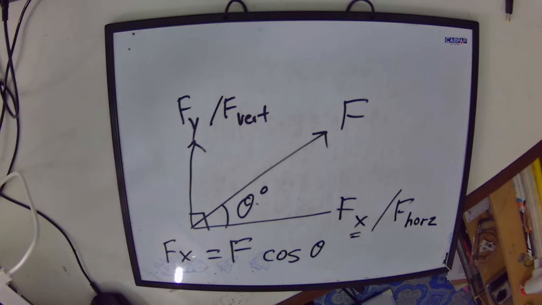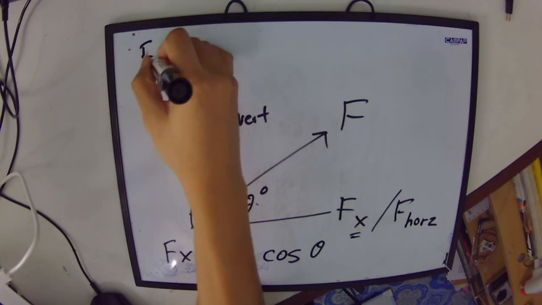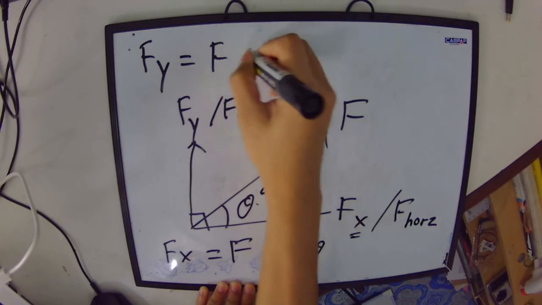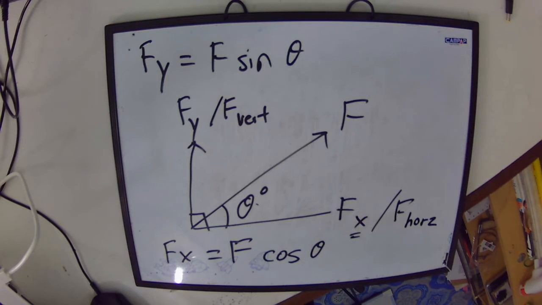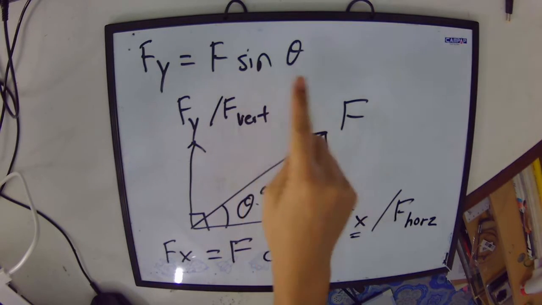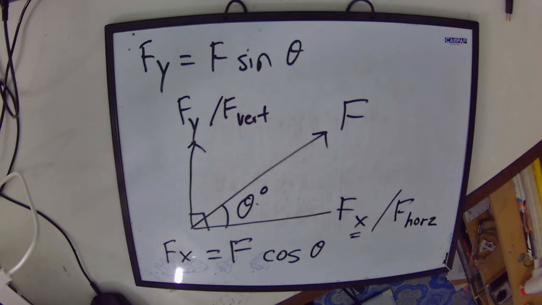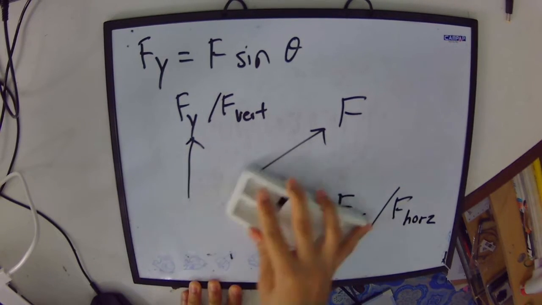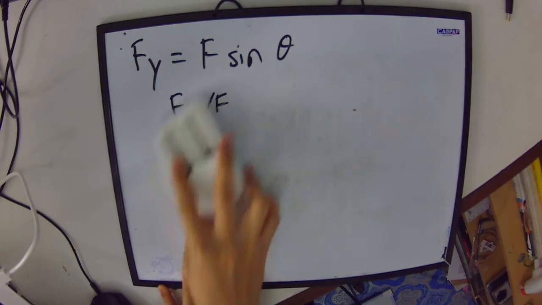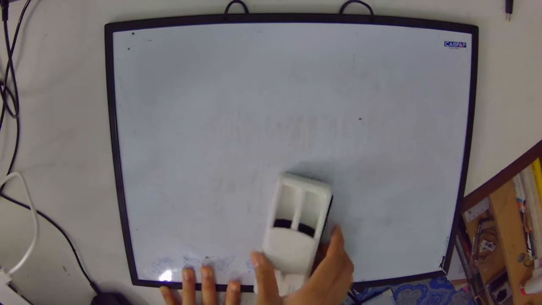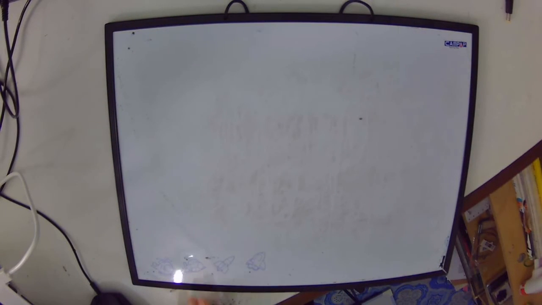And for Fy, you use sin. Fy is F sin theta. So why is Fx equals F cos theta, and why is Fy equals F sin theta? It's because of how trigonometry works. So let me just show you where the formula comes from. I find that when you understand where the formula comes from, it's easier for you to figure out how to use it. So where does the formula come from?